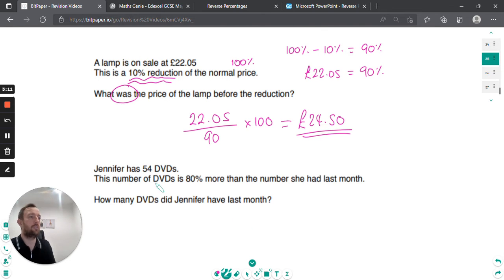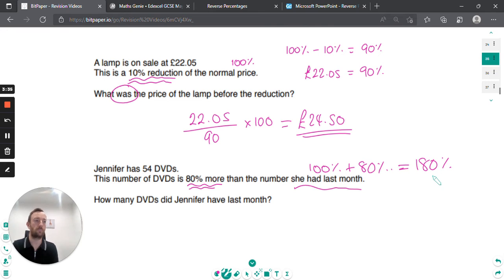So I'll look at the second one. Jennifer has 54 DVDs. This number of DVDs is 80% more than the number she had last month. So going back to what we just said, that original amount is 100%. So what she had last month is what we're going to call 100%. Well, this month she's got 80% more, so it must be plus 80%, which is 180% in total. How many DVDs did she have last month?